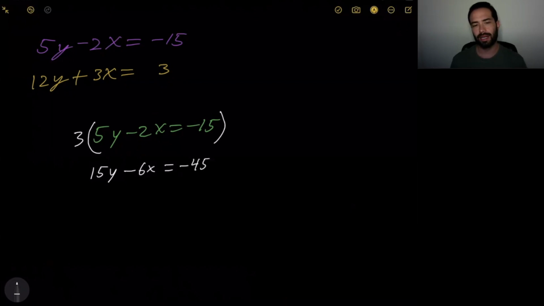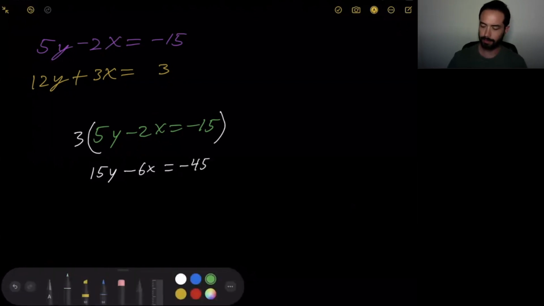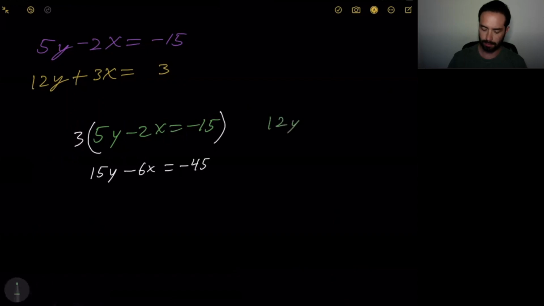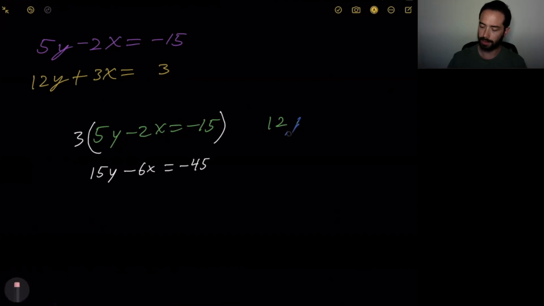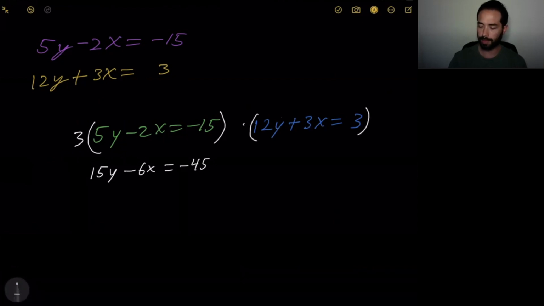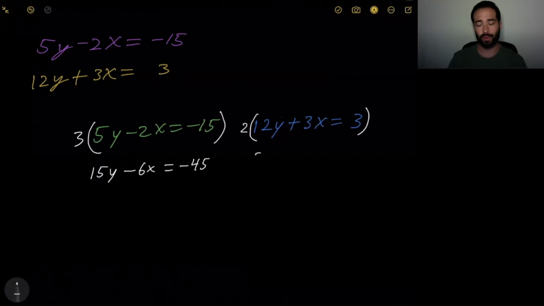Okay, now we're going to take the other equation. We've got the 12y. Oh, you know what? I wanted blue. Oh man, there we go. See, accidents happen, it's okay. All right, 12y plus 3x equals 3. We are going to multiply this whole thing by 2. So I get 24y plus 6x equals 6.